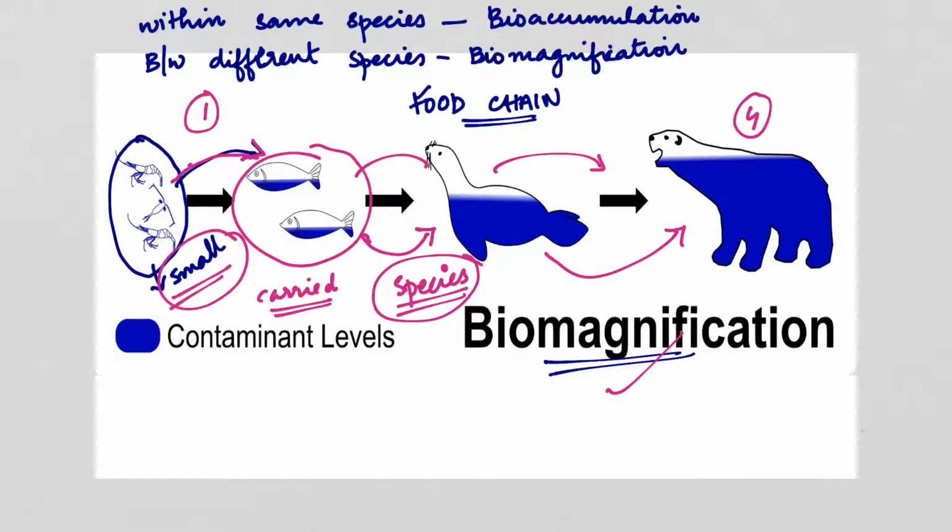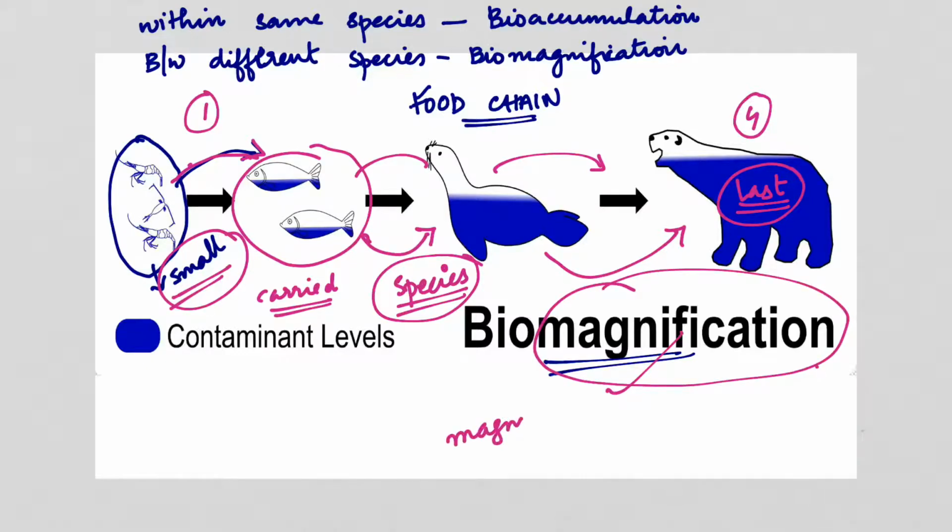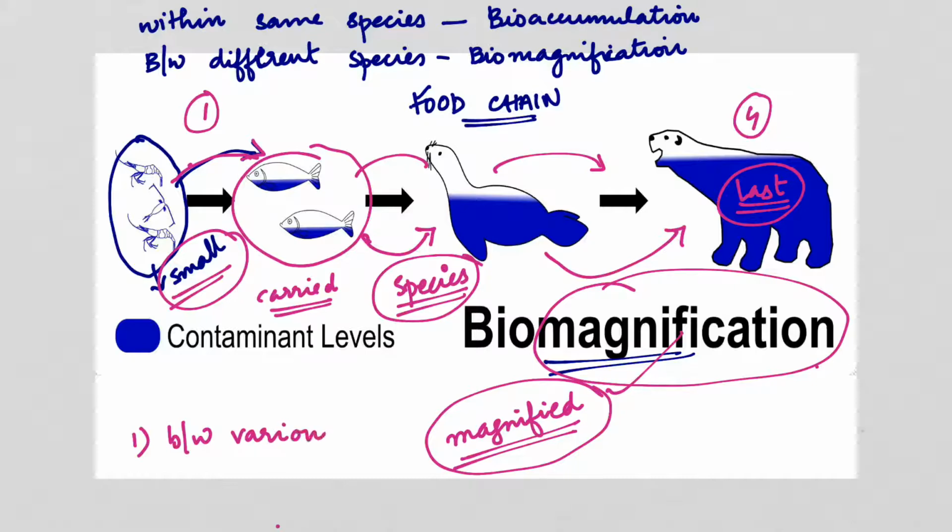See, from one level to the next level. Now here we will see that when it reaches the last level, the amount of pollutants is very high. That is why it is called magnification. The amount of pollutants is magnified. It's very, very large. So this is biomagnification. I'll explain once more. First, biomagnification is between various species. Second, when it reaches the last trophic level, the amount of pollutants is very, very high. So these are the two things.